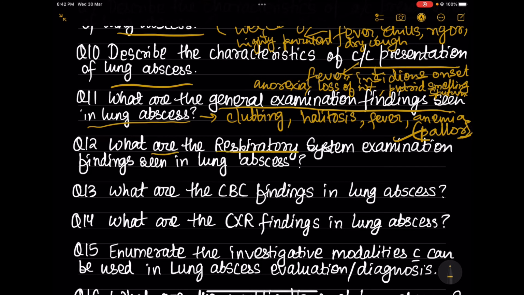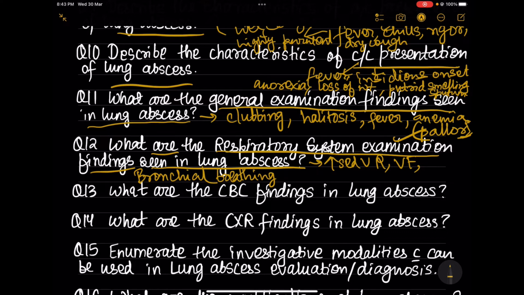Now, what are the respiratory system examination findings seen in lung abscess? Initially, there won't be much findings in the respiratory system examination, but later on, we can get the following findings. Because of the presence of the lung abscess, there can be increased vocal resonance, then increased vocal fremitus. Then, because the lung parenchyma is affected, we can also get bronchial breathing. Then we will also get area of dullness on percussion over the area of lung abscess. So these are the respiratory system findings which we get later on in lung abscess. Initially we won't get much findings in respiratory system examination.